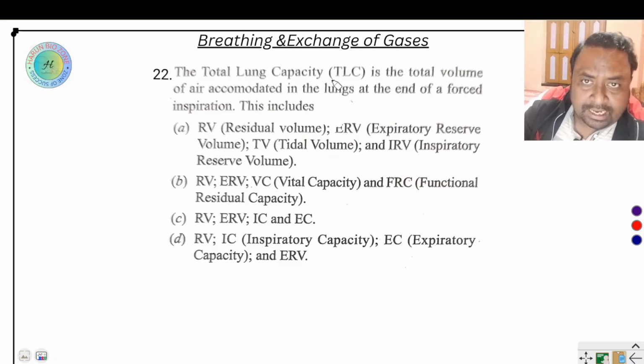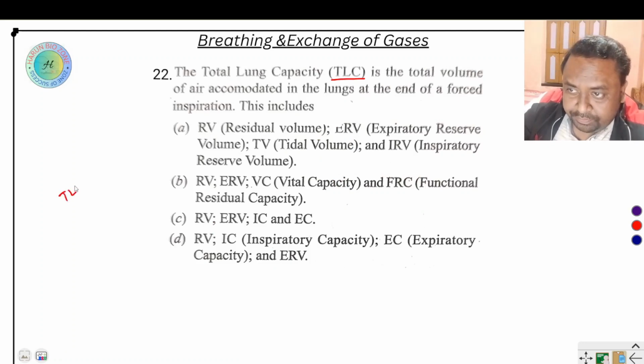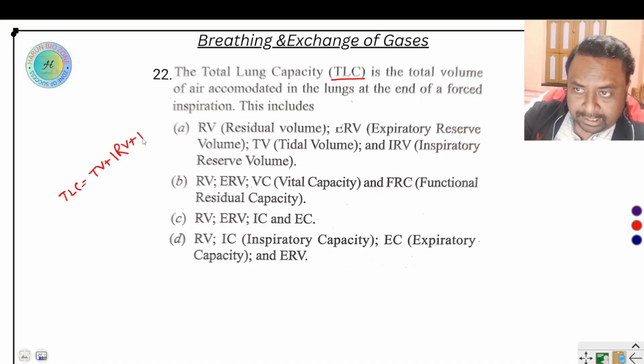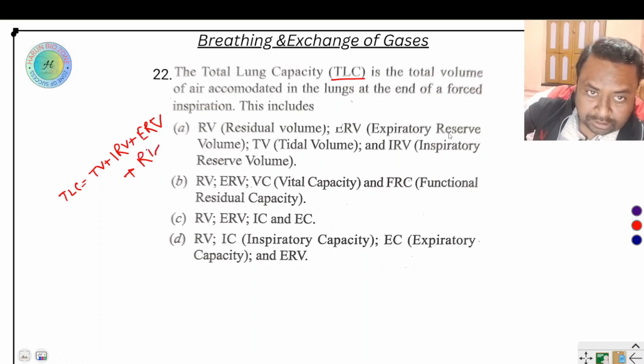The total lung capacity. Total lung capacity means tidal volume plus inspiratory reserve volume plus expiratory reserve volume plus residual volume. Residual volume, expiratory reserve volume, tidal volume and inspiratory reserve volume. This is the correct option.